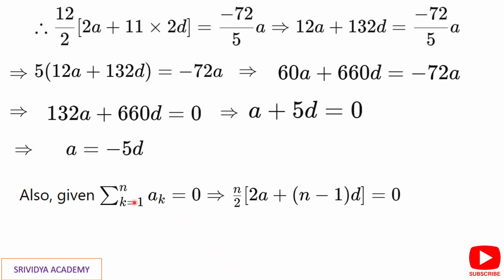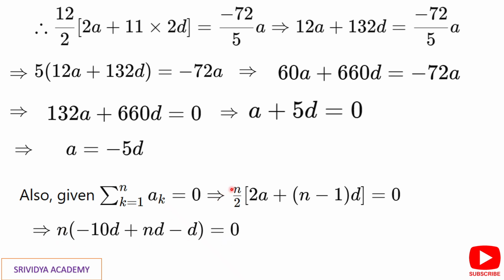It is also given that the sum from k equals 1 to n of a_k is equal to 0. This implies the sum to n terms of an arithmetic progression is 0. So again we are applying the same standard formula, n/2 into (2a plus (n minus 1) into d) is equal to 0. Now let us put a is equal to -5d in this expression. Here in place of a, let us put -5d. That implies n into (-10d plus nd minus d) is equal to 0.